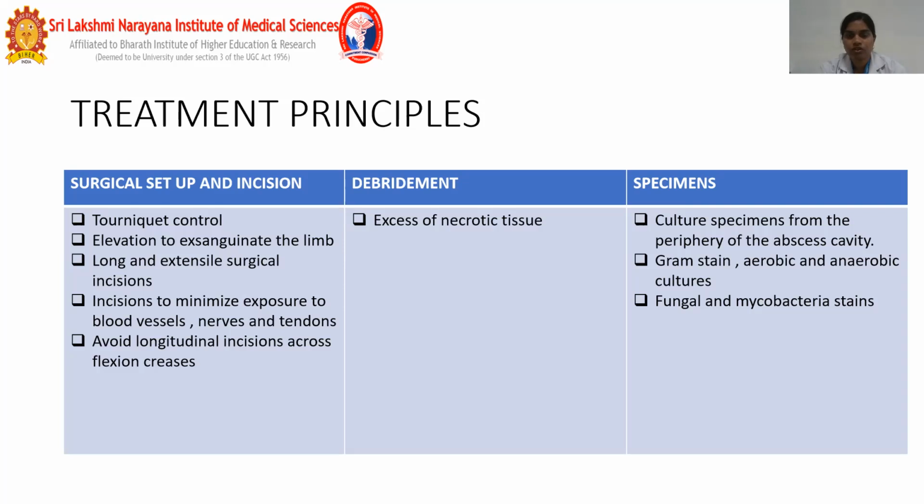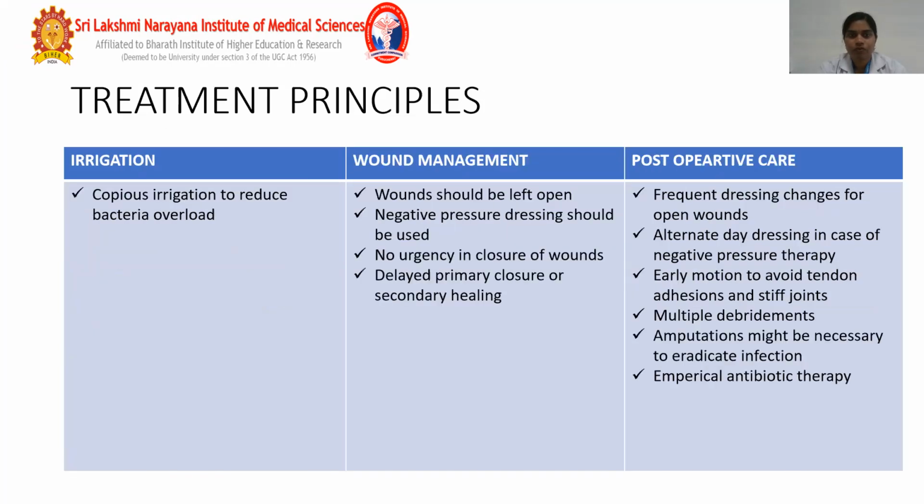All the excess necrotic tissue should be debrided, and the debrided tissue should be sent for Gram staining, aerobic and anaerobic, fungal and mycobacterial stains, and culture sensitivities. After placing the incision and thorough debridement, thorough irrigation has to be given, and the wound should be left open. Negative pressure dressing should be applied, and there is no urgency in closure of wounds. If there is inadequate drainage and the wound is closed primarily or delayed secondary, there can be recurrence. Delayed primary closure or secondary healing is usually the wound management.